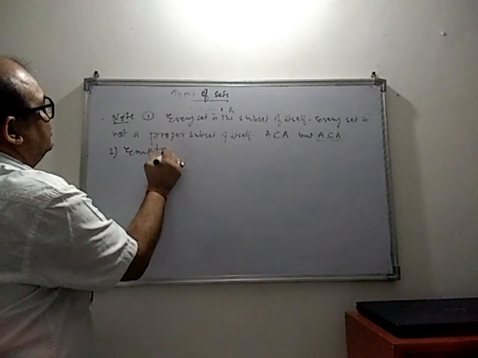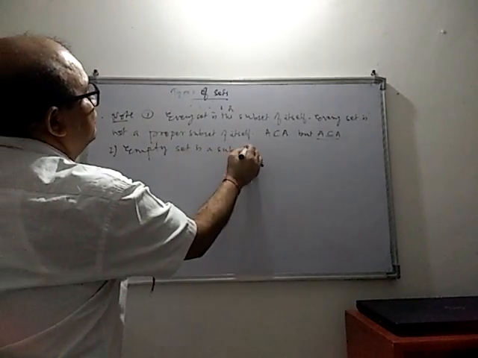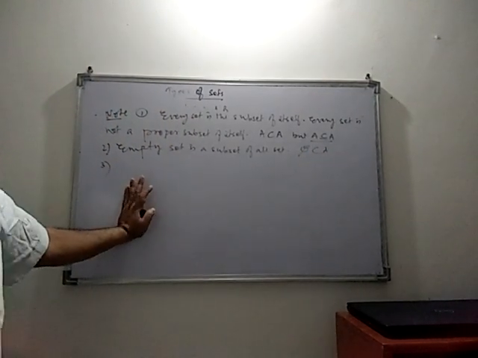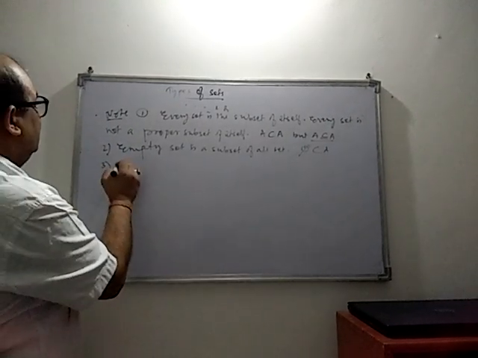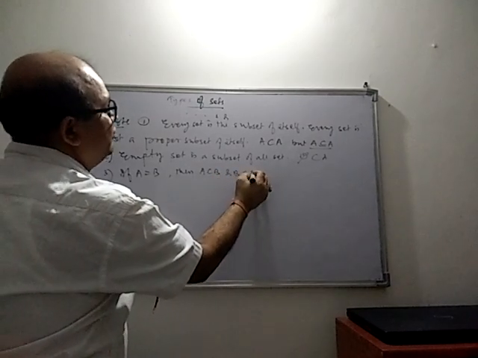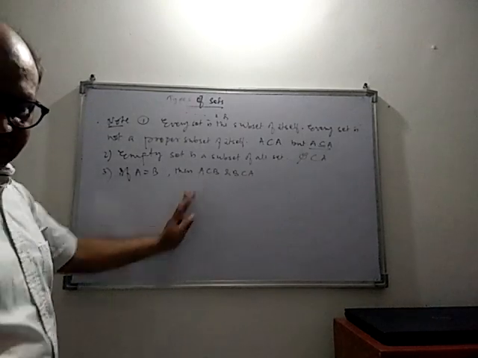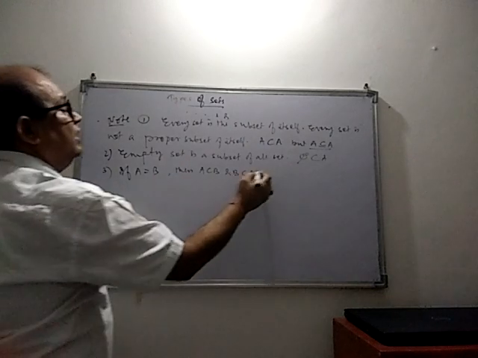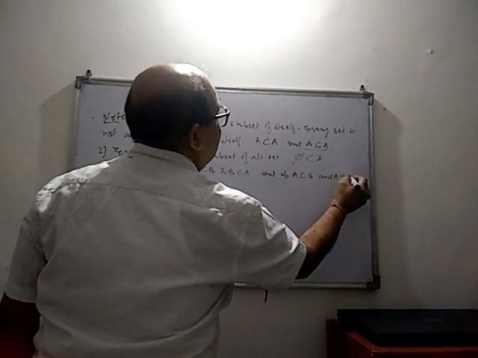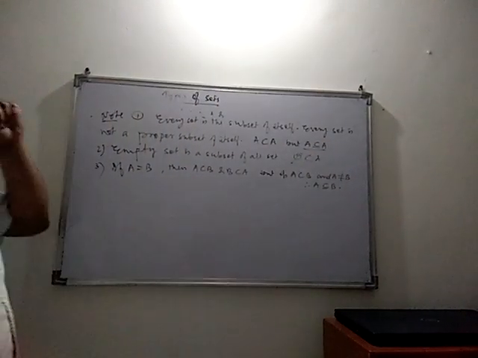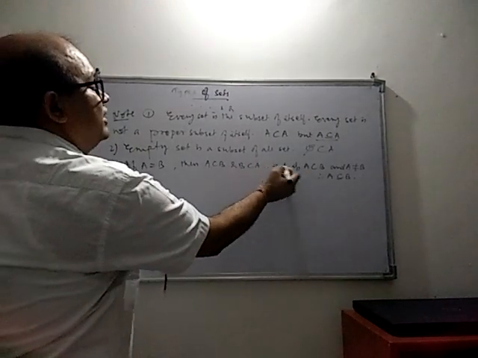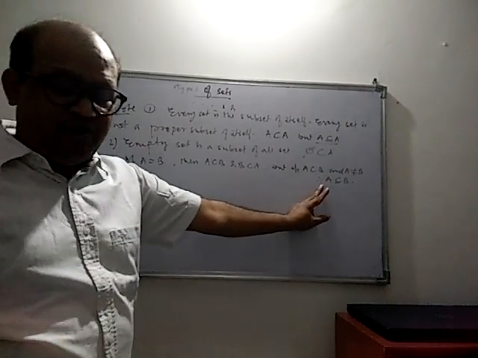The empty set ϕ is a subset of all sets. Next, if A equals B, then A is a subset of B and B is a subset of A. And one more thing: if A is a subset of B and A is not equal to B, then A is a proper subset of B. These are the conditions.